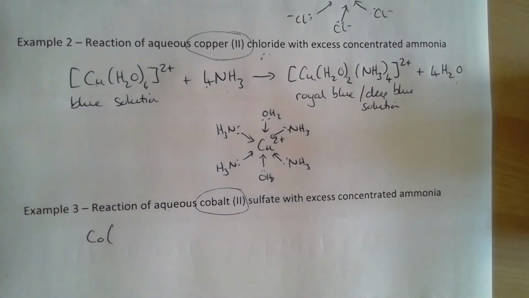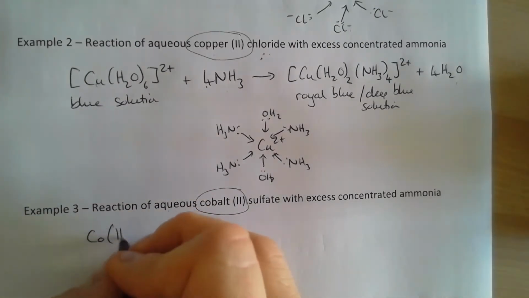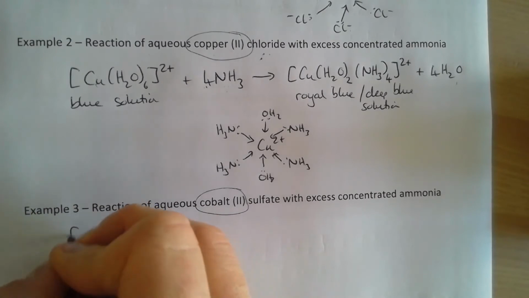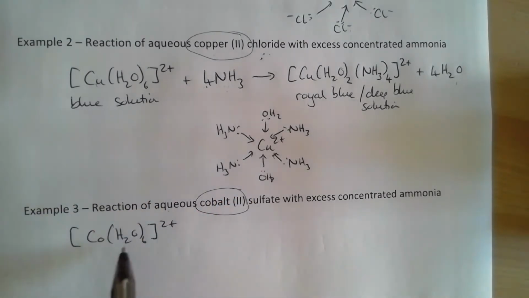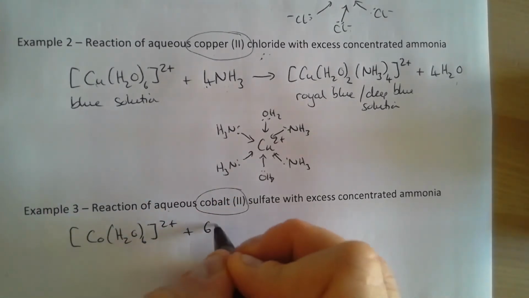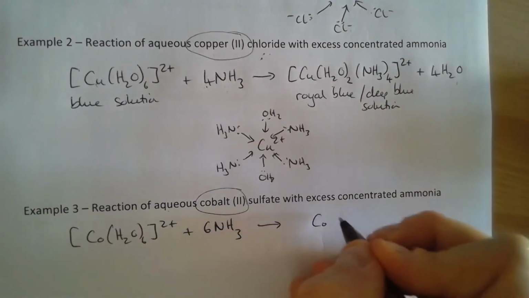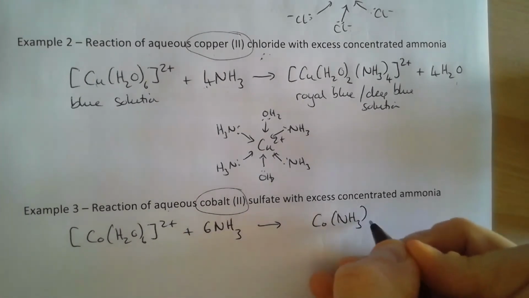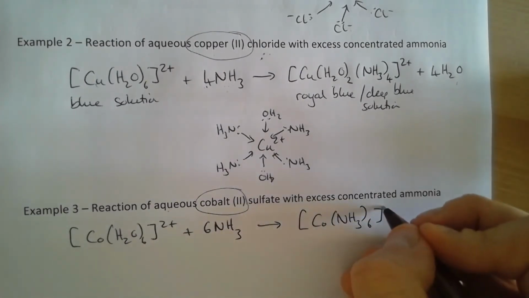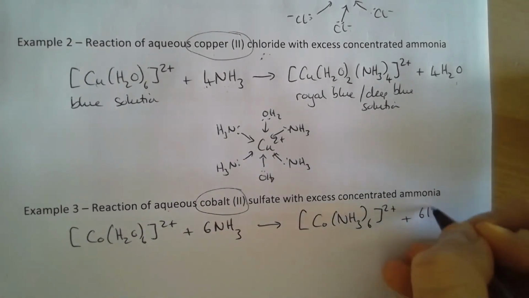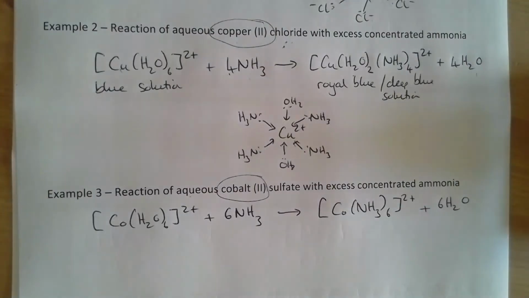What are we interested in? Just the cobalt 2+. So that's our complex, and this time we react with 6 ammonia ligands, and all 6 water ligands have been displaced or kicked out. Therefore we have 6 H2Os at the end.